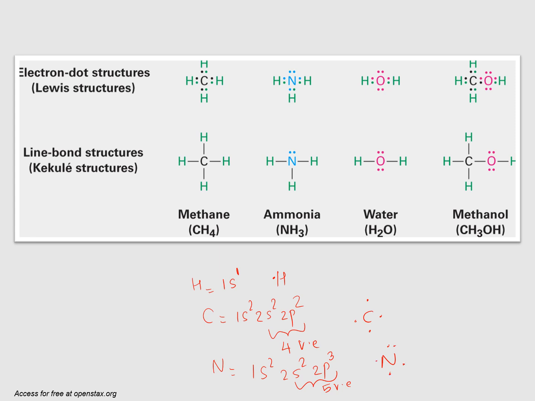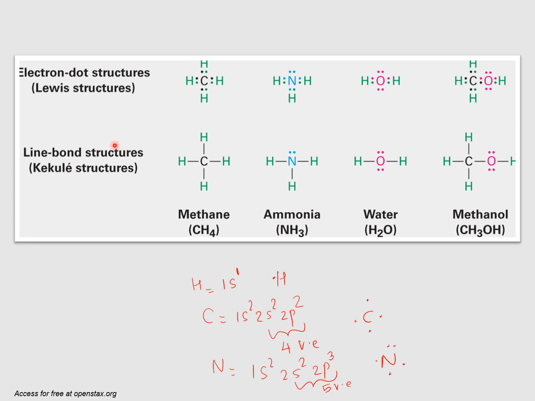Okay, so if you look at the molecules represented here, this is methane. The Lewis dot structure will have carbon in the middle, the hydrogens each with 1 valence electron, and the carbon's valence electrons indicated by the green dots. And similarly for ammonia, NH3, you have nitrogen's 5 valence electrons represented in blue, and hydrogen's 1 valence electron represented in green, and so on.